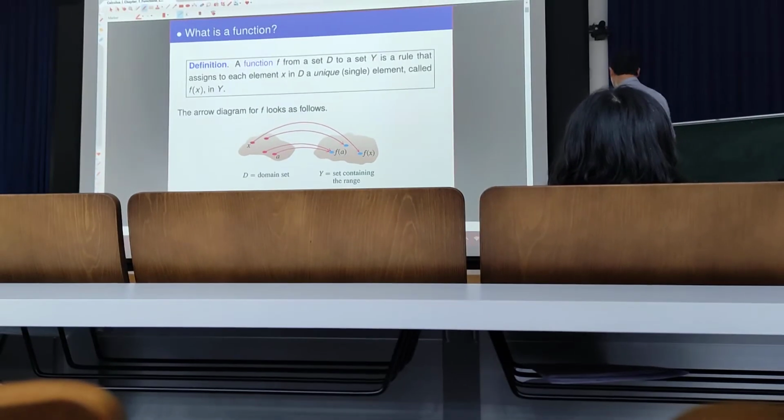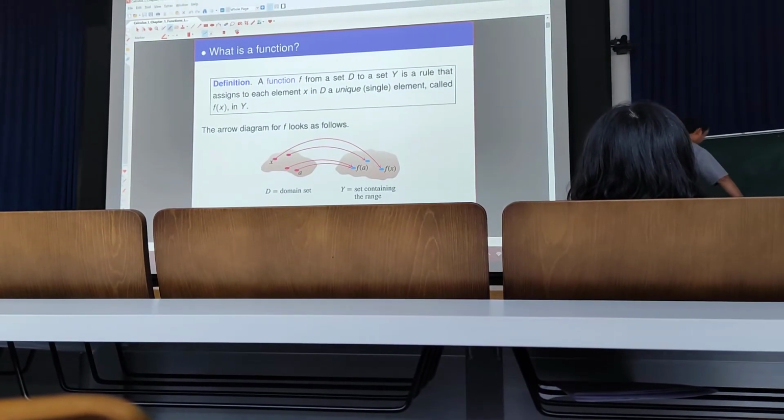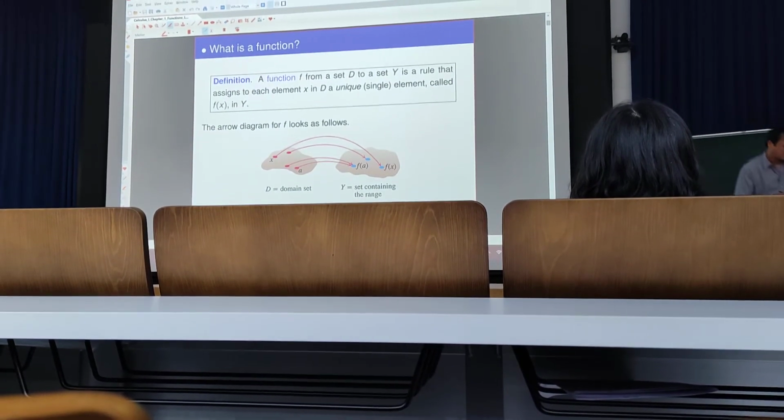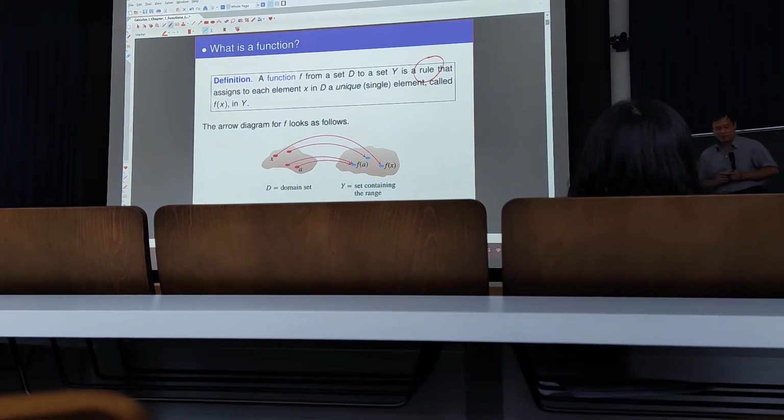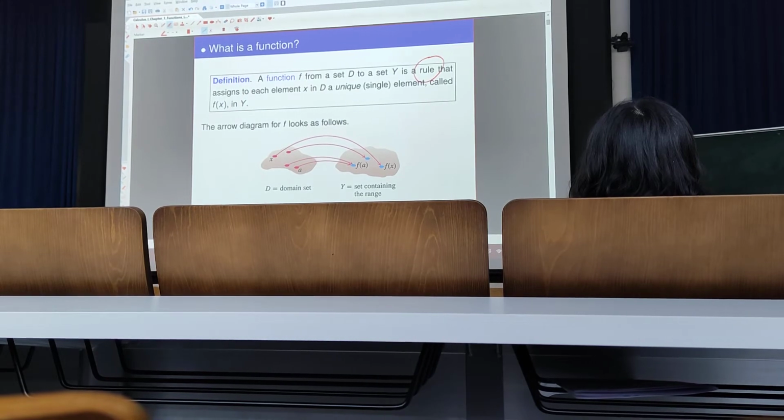It is a rule. So important: a function is a rule. Okay? So that one is important. This is the rule, the rule between D and Y.